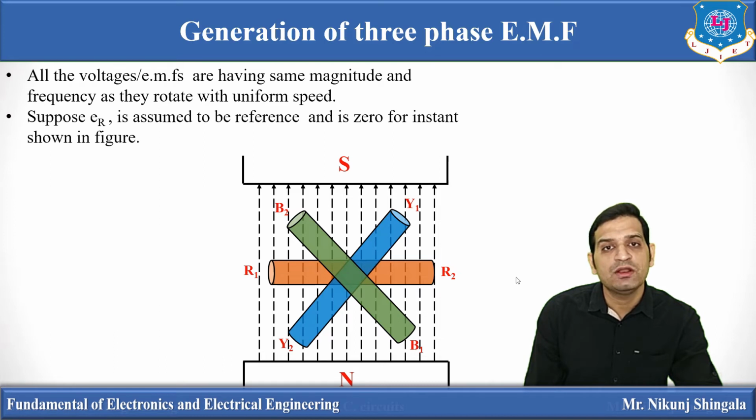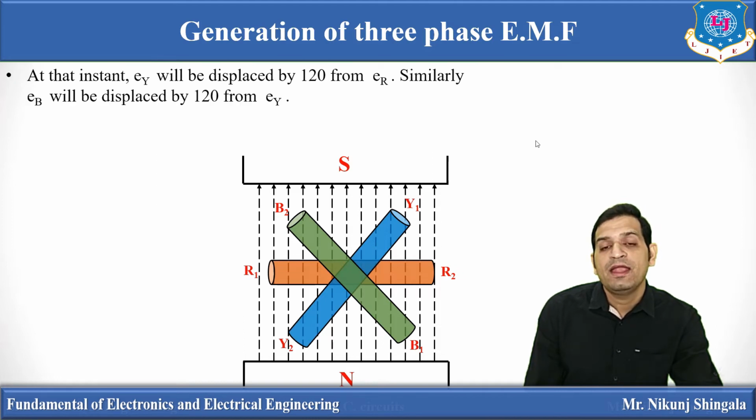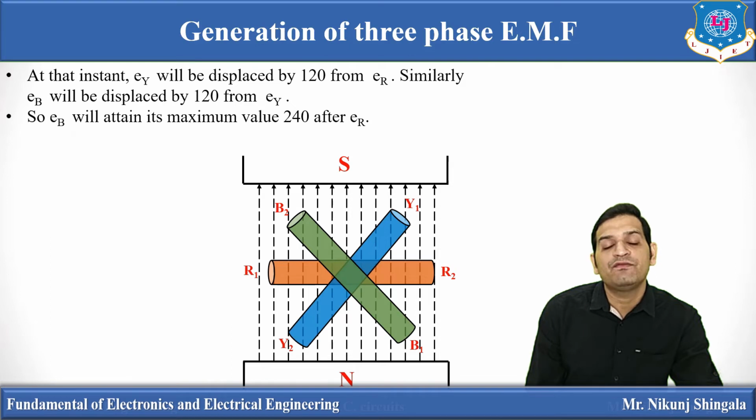Now suppose in this particular position, R1, R2 is assumed to be the reference coil. So ER is assumed to be the reference and is 0 in this particular position, at the instant shown in the figure, because here the flux linked will be maximum, but the EMF induced will be 0. At that instant, EY will be displaced 120-degree from ER, and similarly EB will be displaced 120-degree from EY. So EB will attain its maximum value 240-degree after ER. EY will attain its maximum value 120-degree after ER.